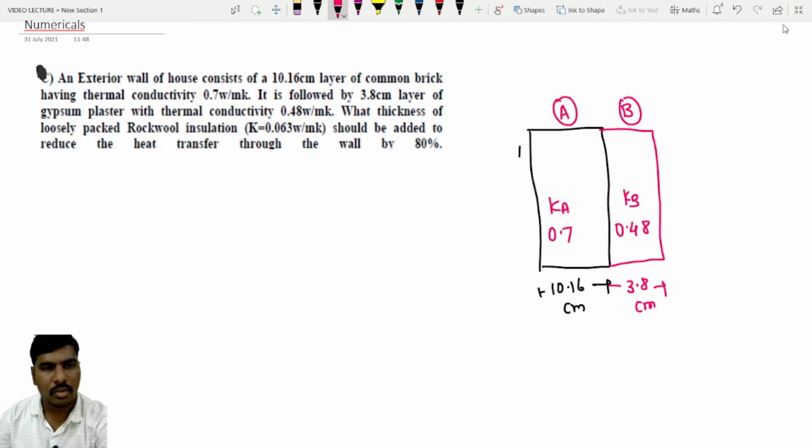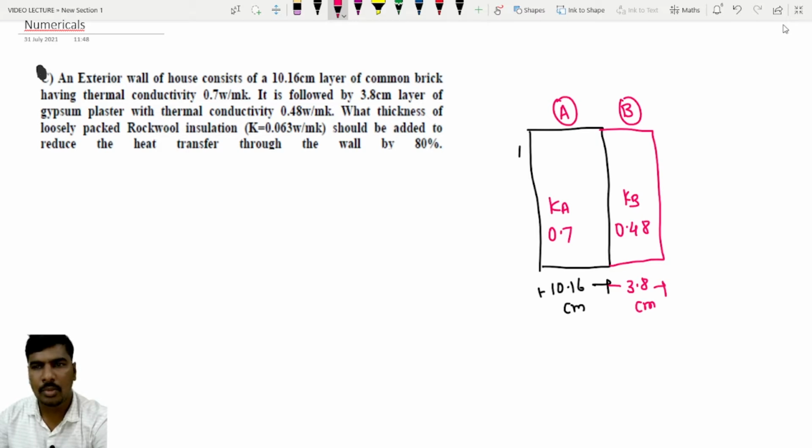So what is the thickness of loosely packed rock wool insulation, when K is equal to 0.063, that should be added to reduce the heat transfer through the wall by 80%. So we have to add another rock wool insulation to reduce the rate of heat transfer by 80%.